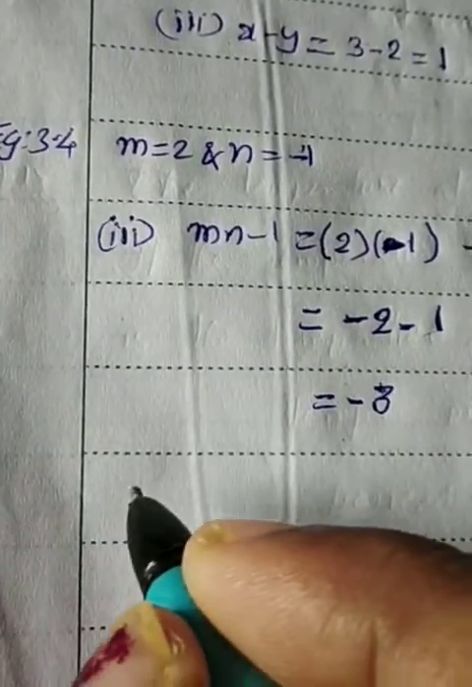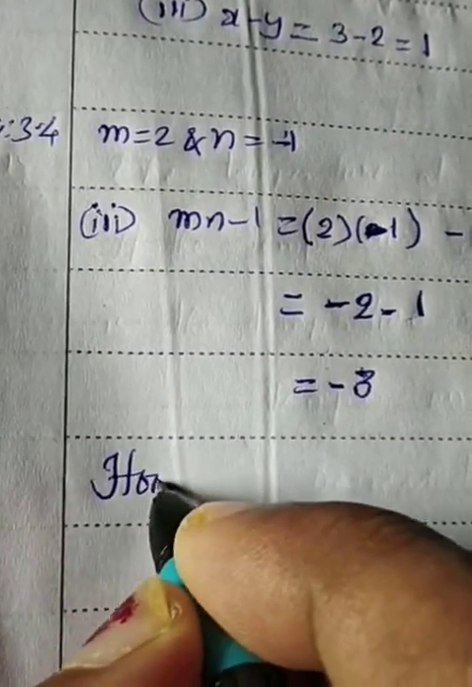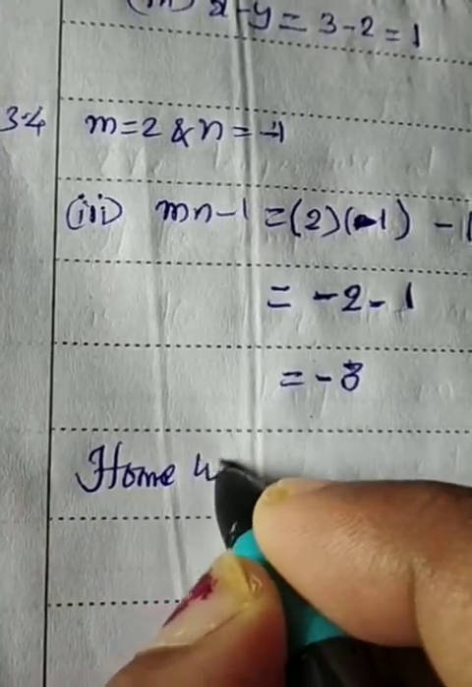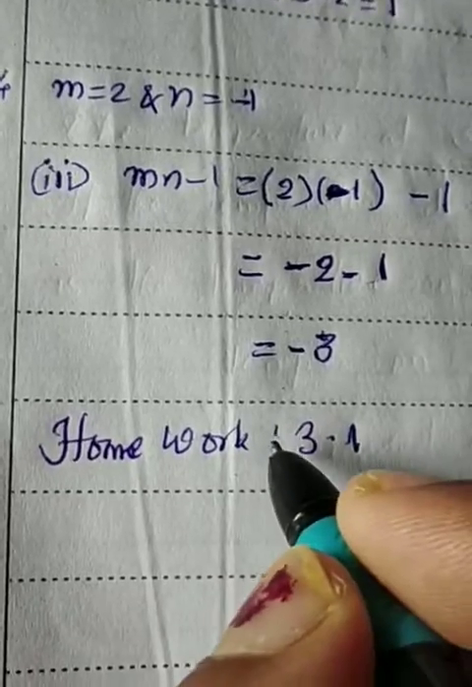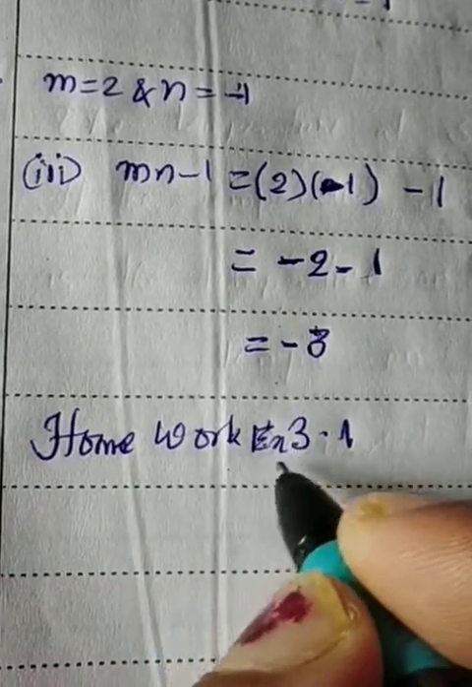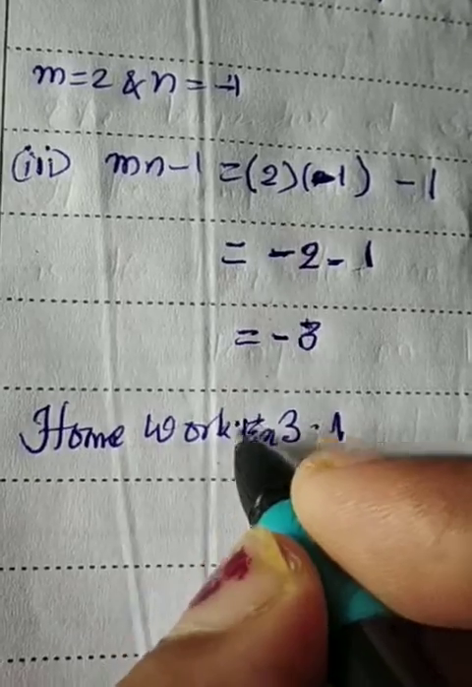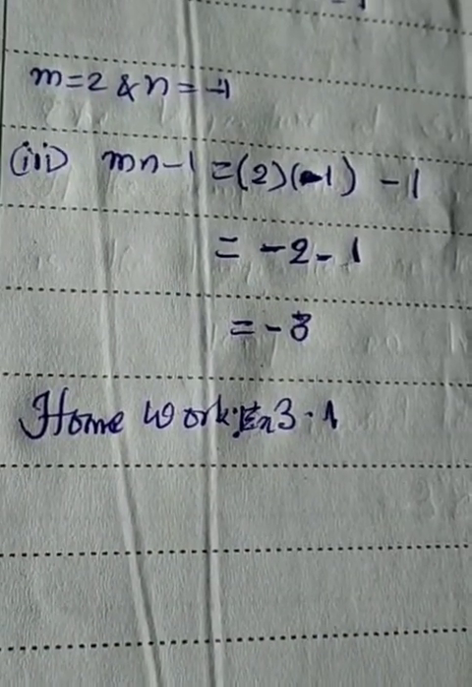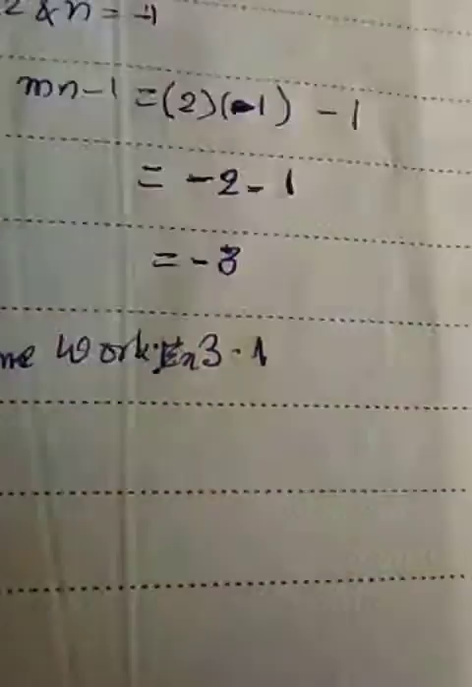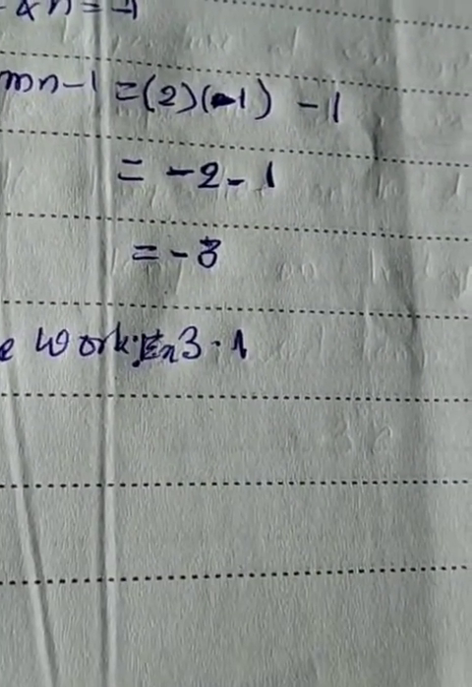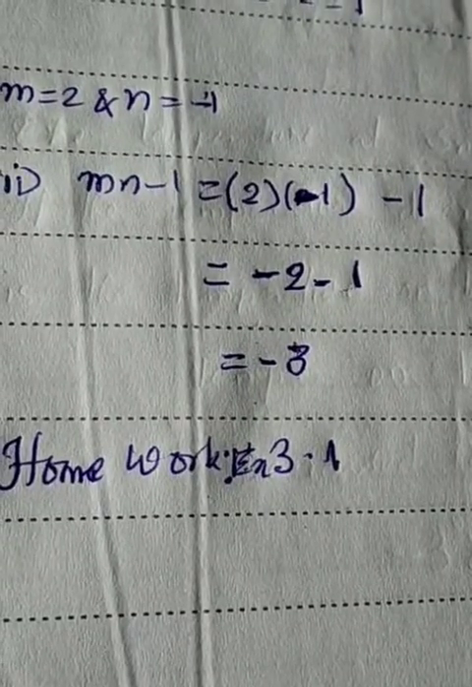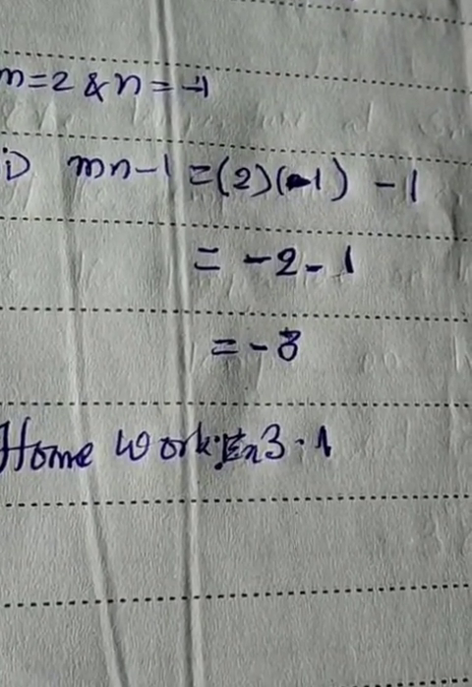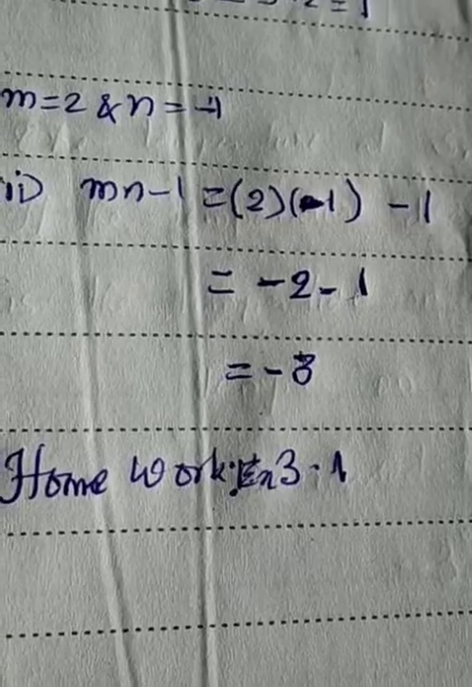Okay. What is the homework for you? Homework is exercise 3.1 fully. You can finish it easily. You only have one word answers and a simple way of substituting the values, finding the value of a given algebraic expression. I think you can easily finish it.